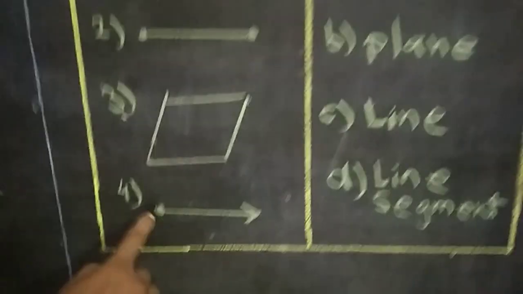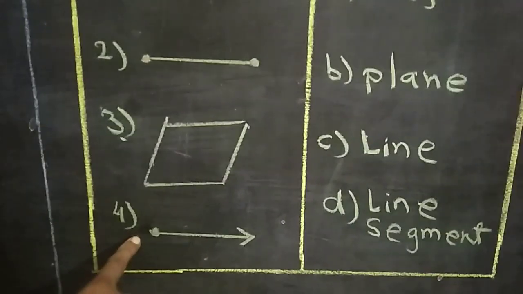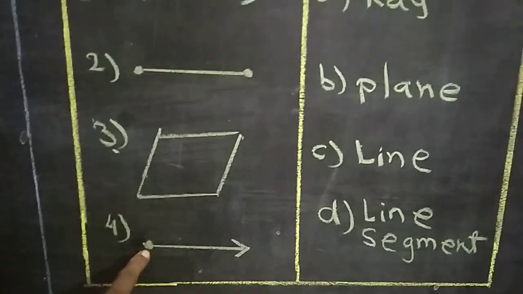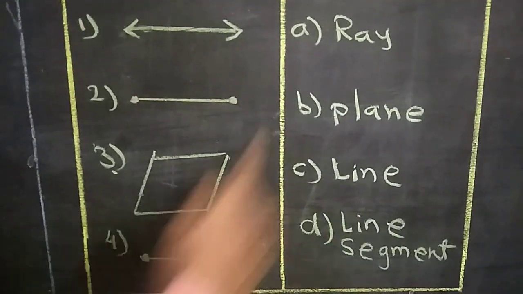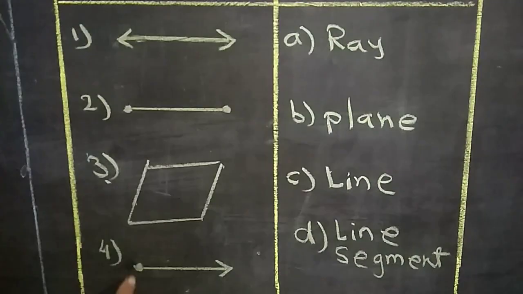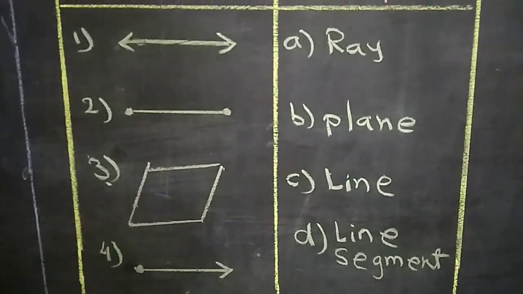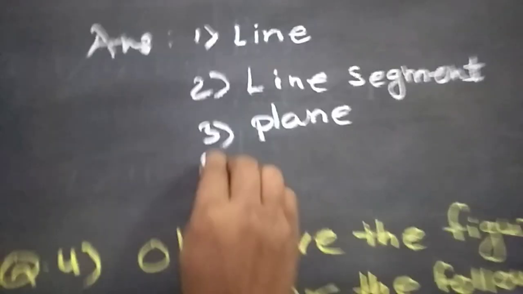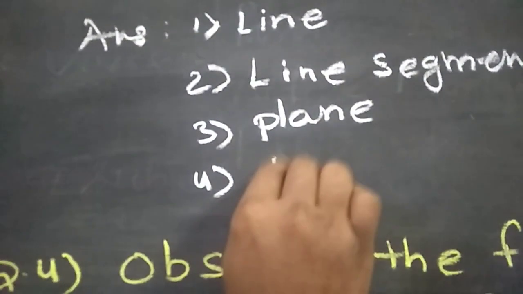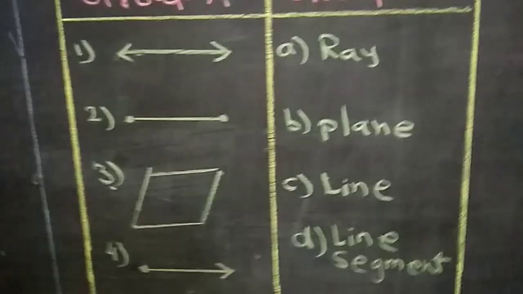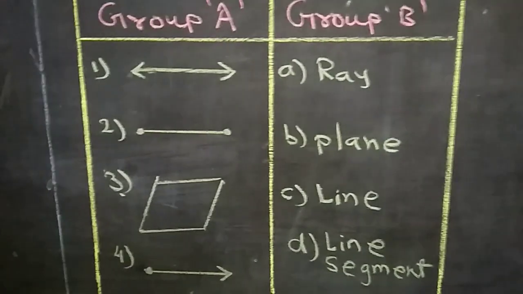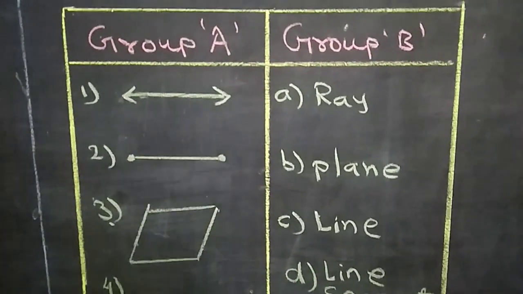Now finally the fourth one: here one point is given, an end point, and 1 arrow is given. So it is your ray, because a ray has 1 end point and 1 arrow. So it will be your ray. This we have already studied in our part 2, and it is related to our basic concept. Now we are able to do our question number 1 based upon this.